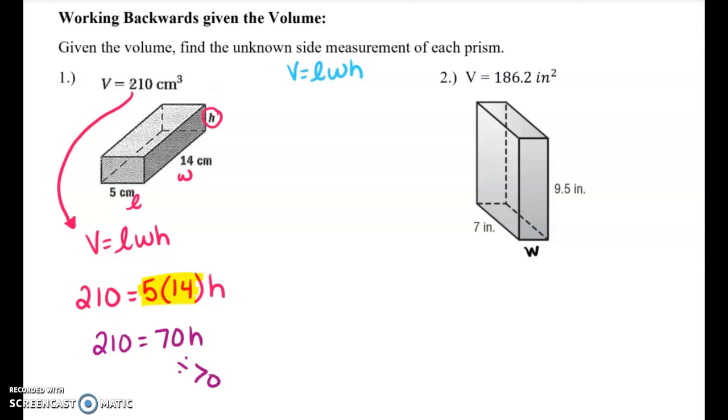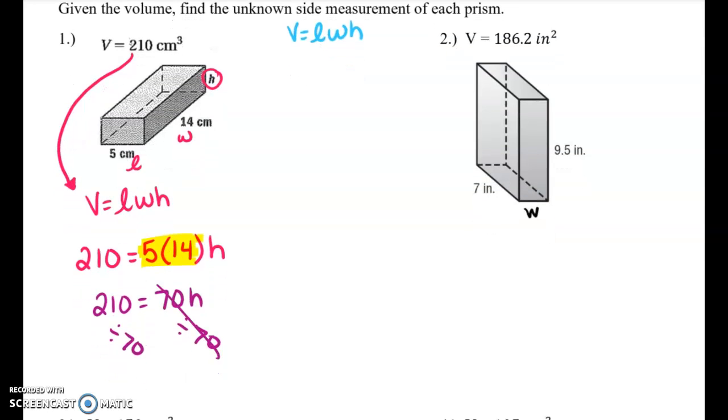Then divide both sides by your multiplication, so by 70. When I divide that, it gives me that my height is 3 centimeters. Okay, that's my height. And I can check it by doing 5 times 3 times 14. It'll give me 210. All right, next one.